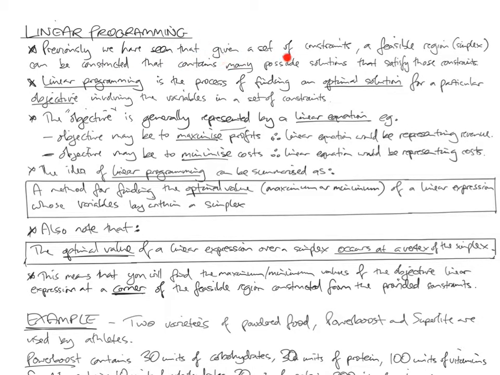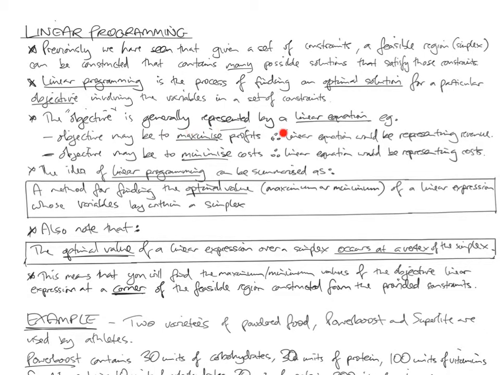So previously we've seen that given a set of constraints, we can make a feasible region, which is also known as a simplex. That simplex or feasible region contains many possible solutions satisfying the constraints. Now, linear programming is the process of finding an optimal solution for a particular objective involving the variables in the set of constraints. So no longer are we satisfied with all of the possible solutions in the simplex. We're involved in a solution that meets a certain objective.